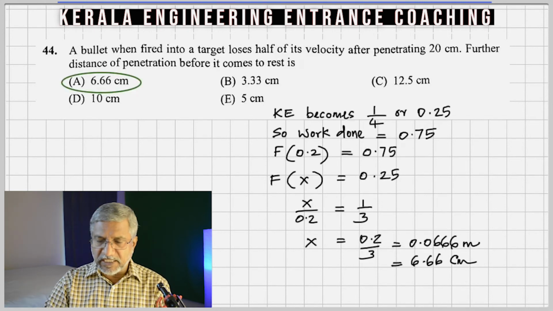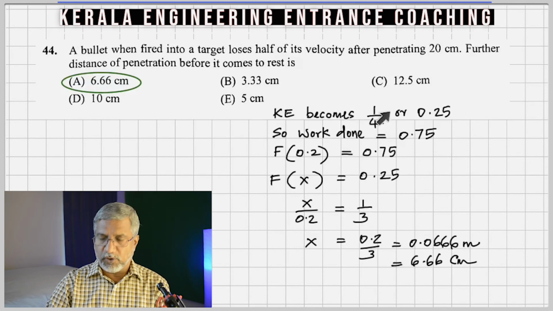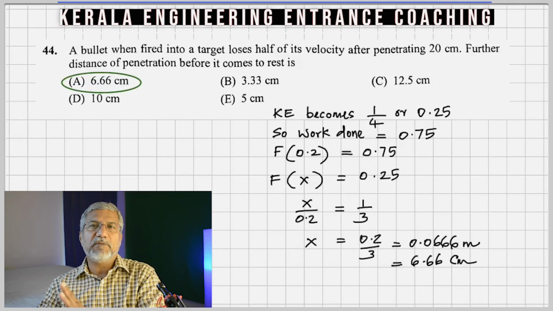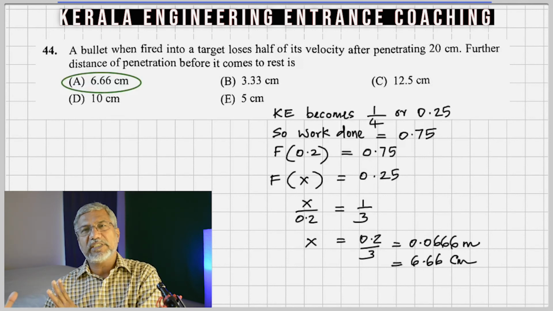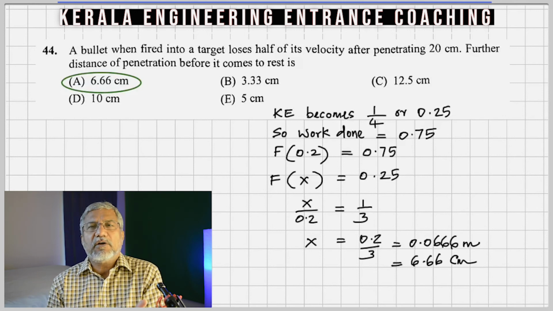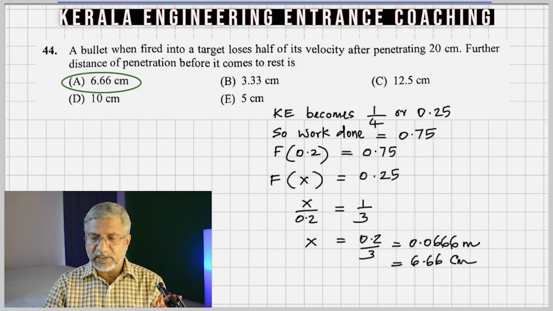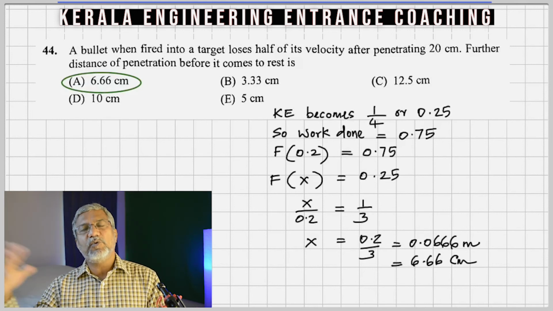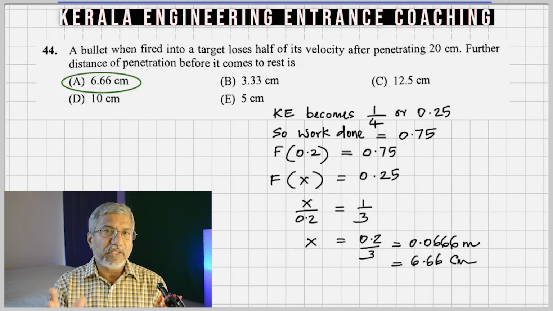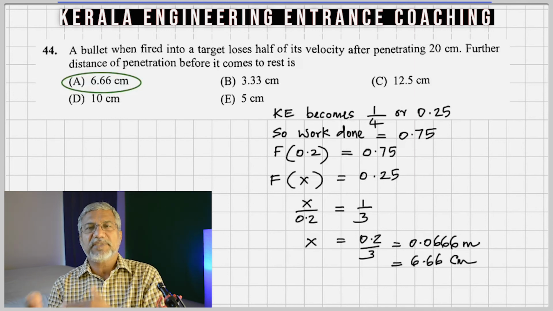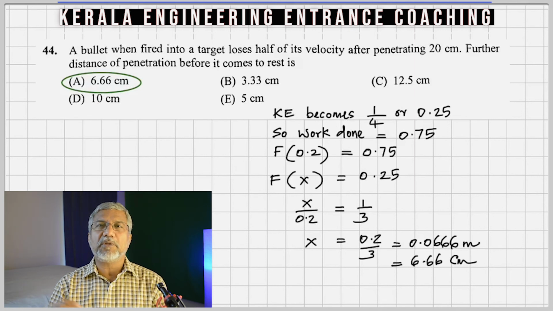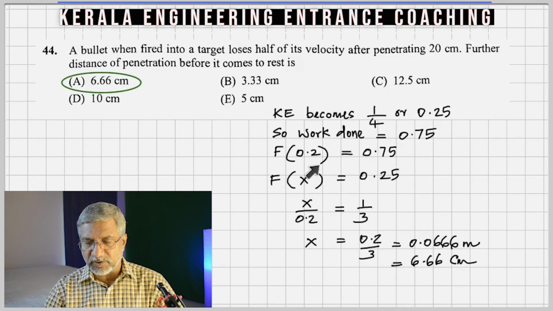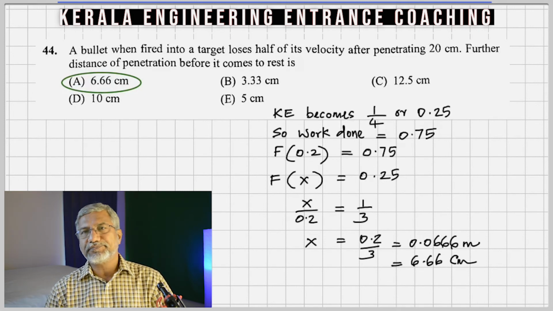Now, I want to use this. Kinetic energy becomes 1 by 4 or 0.25. What was lost is because the block of wood was doing work. So what is the work done by the block of wood? Same as the loss of kinetic energy. So work done is 0.75. Got it? Whatever was lost is the work done by the block of wood. For work, the formula is force times distance. Assuming the force applied is F, the distance is 20 centimeter, which is 0.2. So F times 0.2 is 0.75.